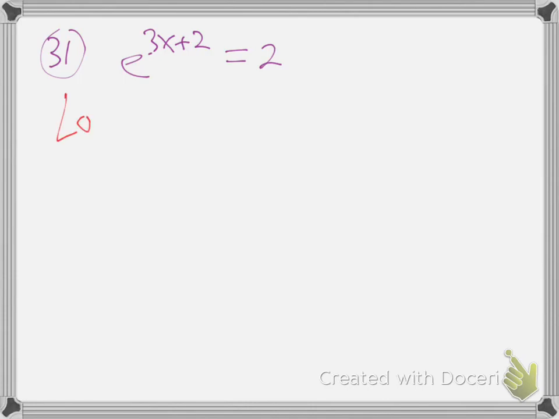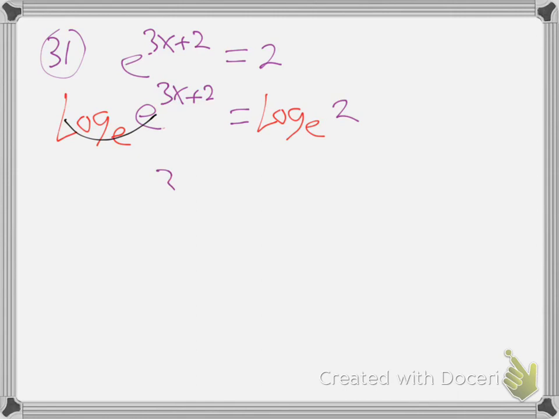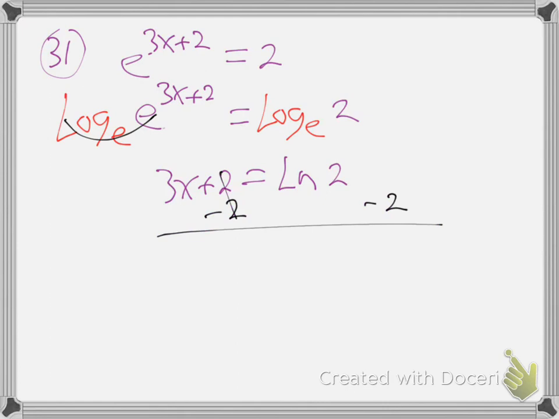So the opposite of exponents is logs. So I do log base e on both sides. Cancels out. 3x plus 2 is, and that's natural log, isn't it? Log base e is natural log. So now what do we do to finish getting x alone? Subtract 2 from both sides.